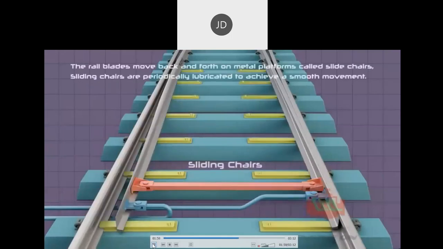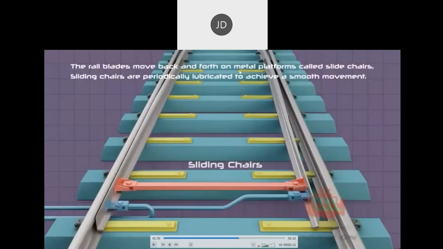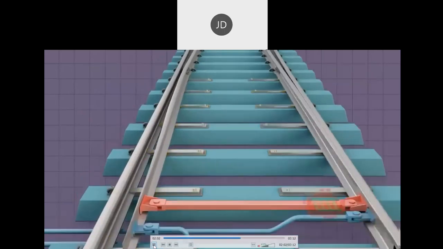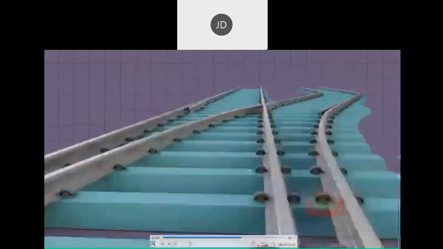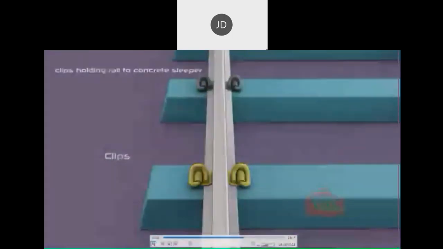This is the stretcher bar. So rail blades, it is also known as rail blades also. So rail blades move back and forth on a metal platform called sliding shear, okay. It is moved along over the sliding shear. Sliding shears are periodically lubricated. Yeah, I've already told you, it's periodically lubricated to achieve a smooth movement. Fine. So this is a heel block. This is a joint clip.